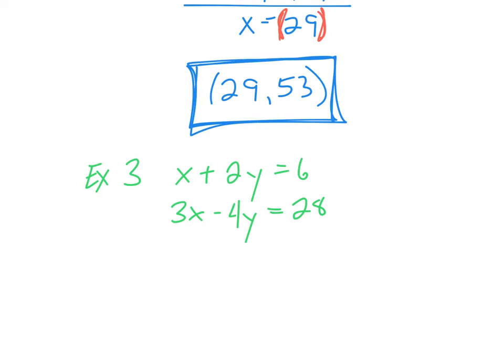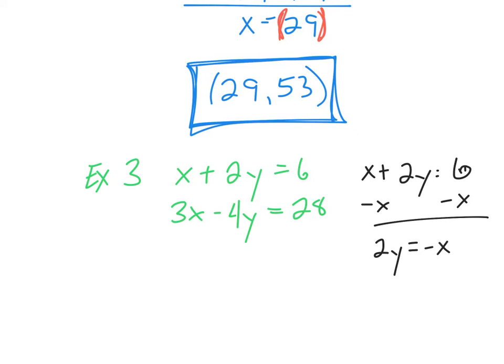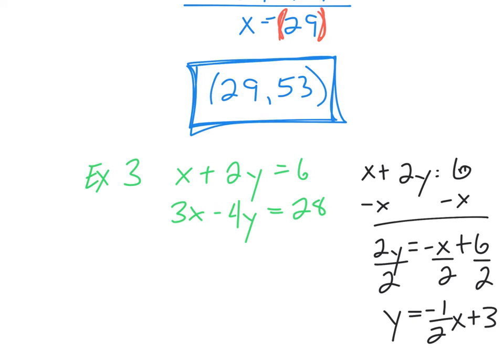Now I want to point out a couple of things here. Because you are so used to solving for y, many of you will still go ahead and try to take, say, the first equation and solve it for y. I want you to see what happens when we do that. If I take x plus 2y equal to 6 and solve for y, I subtract the x from both sides, and now I have 2y equal to negative x plus 6. Then I divide by 2, and we get y equal to negative 1 over 2 x plus 3.